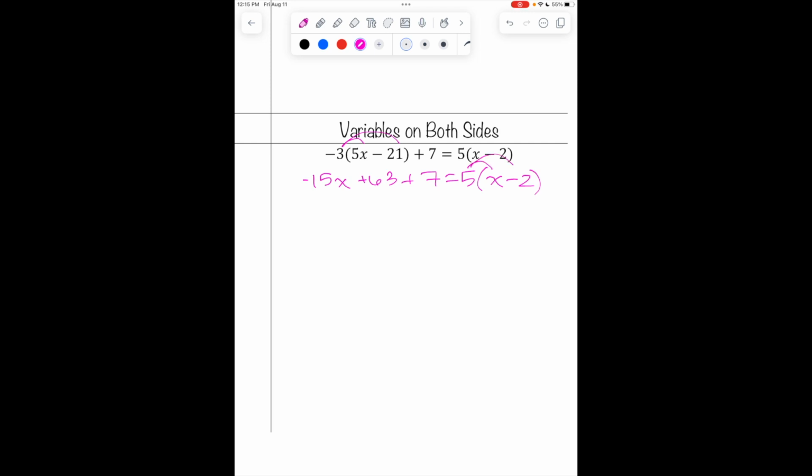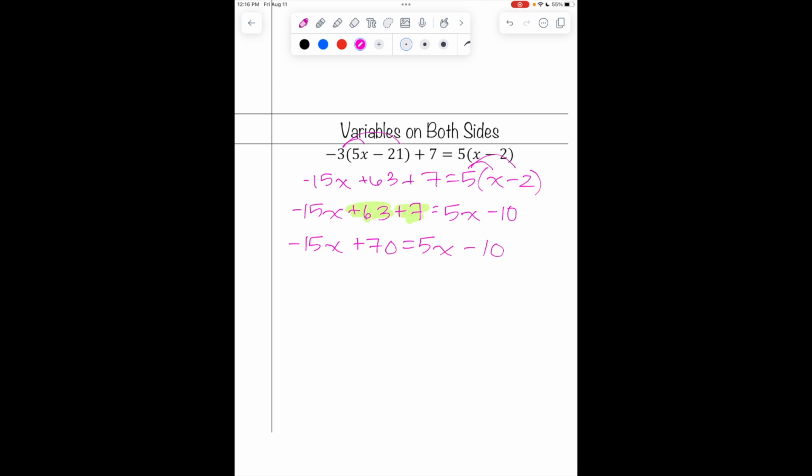Now I'm going to distribute again. Nothing's happening on this side. So 5 times x is 5x. 5 times negative 2 is negative 10. Now combining like terms again. So my 63 and my 7 are my only like terms. So nothing else is going to change. 63 plus 7 is 70.